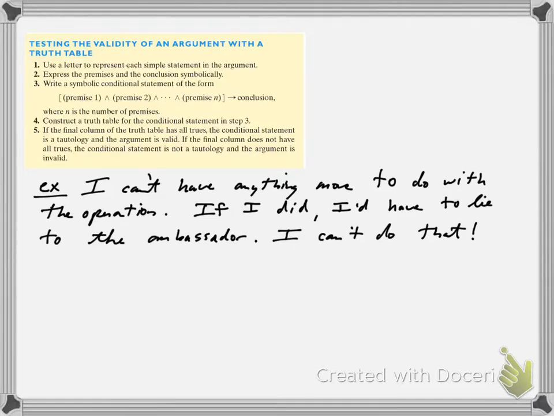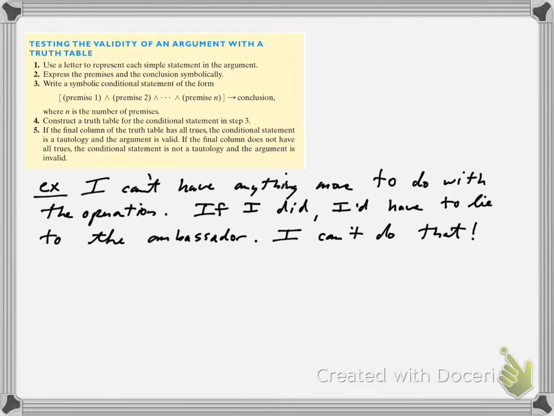Okay, here's an argument given by Henry Brommel in I Know Your Heart, Marco Polo. It's from an article from the New Yorker. It's in your book. I got this example from the book. This is written in sentence form in English, and we're going to try to write it in terms of premises and conclusion. So let's read it. I can't have anything more to do with the operation. If I did, I'd have to lie to the ambassador.